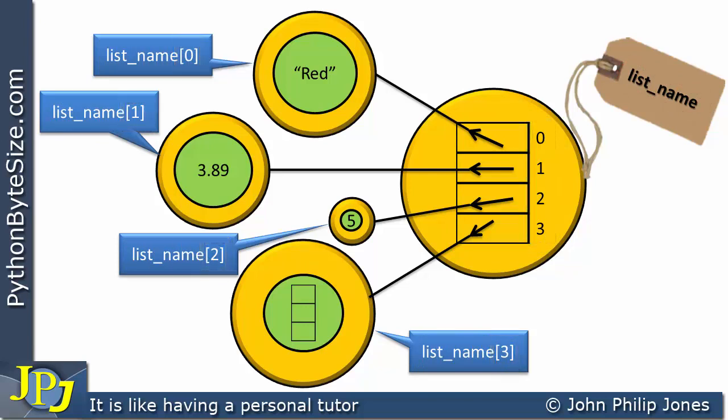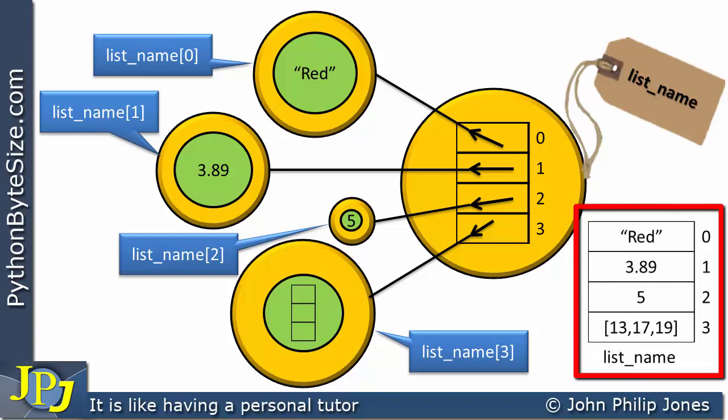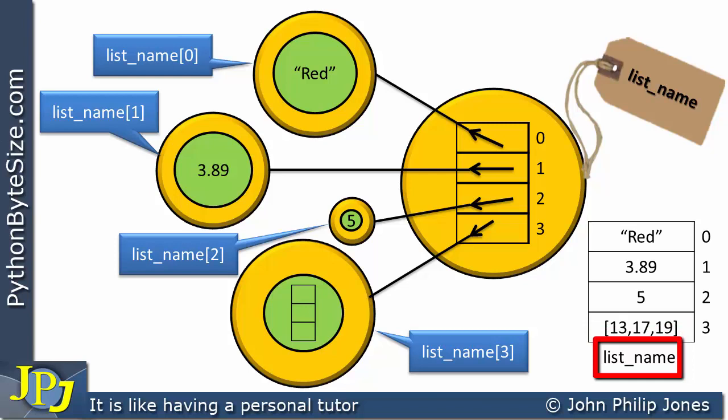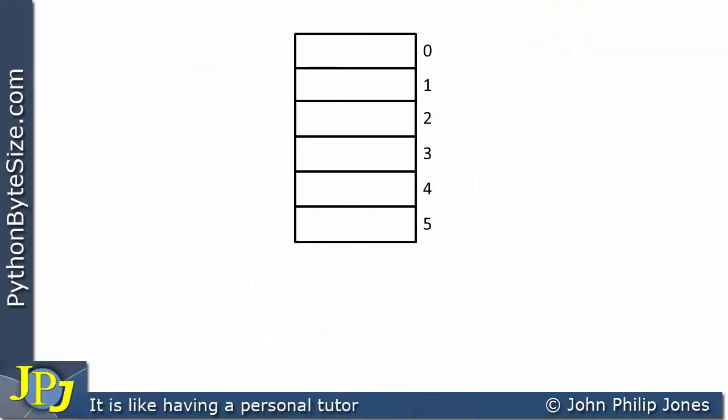Now you may not like this view, so if you prefer you can go with the simpler version of the schematic diagram, which is shown here, and you can see that we have the list name and we have red as the string stored in the first element, 3.89, and this is an example of a list stored in the fourth element position of the list, i.e. list underscore name square brackets 3. Now this diagram conceptually represents a list in Python, and I've not shown anything stored in the elements. I just want to say that here we've got a 6-element list from index 0 through to index 5.